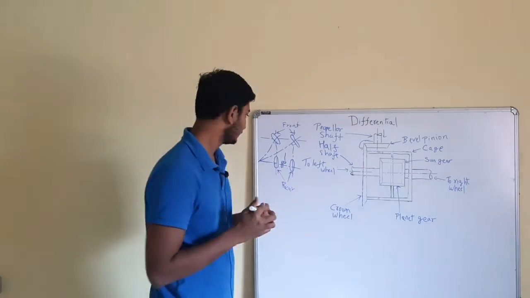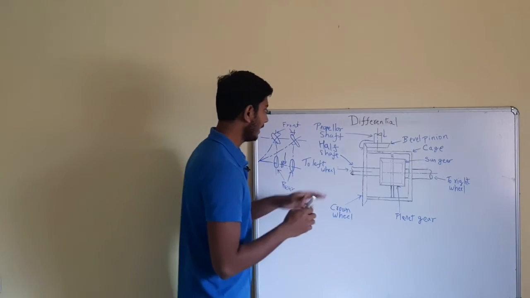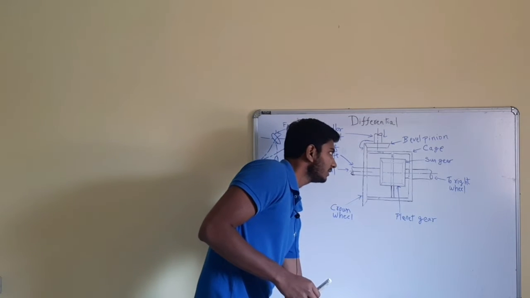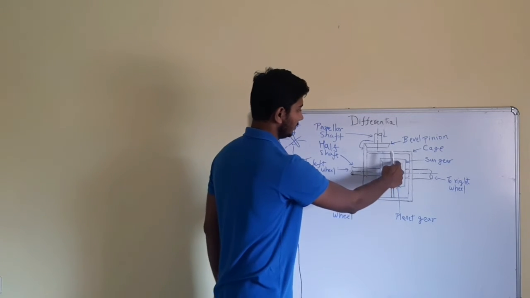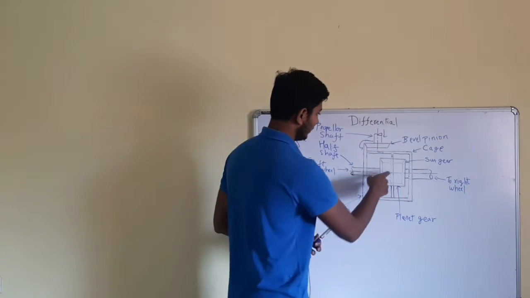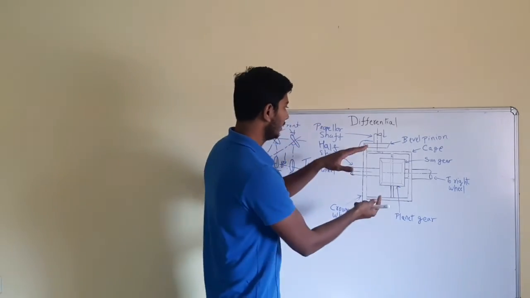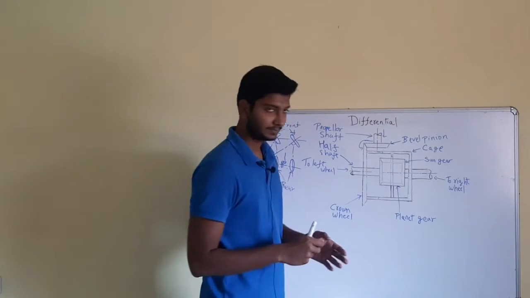Here it is parallel with the wheels of the vehicle. So this is the crown wheel, and on this crown wheel the cage-like structure is mounted. This cage-like structure has two gears mounted on it, and both are free to rotate about their own axis, while also they rotate along with this cage-like structure.